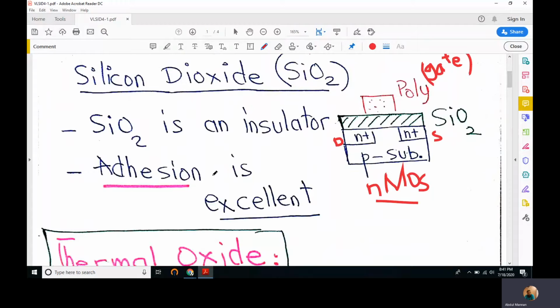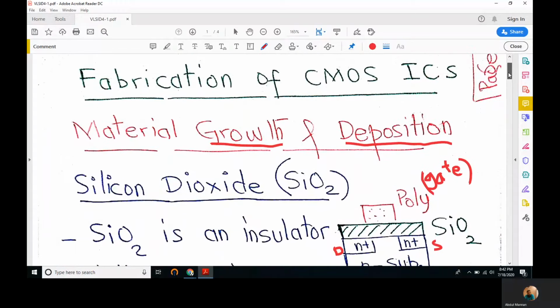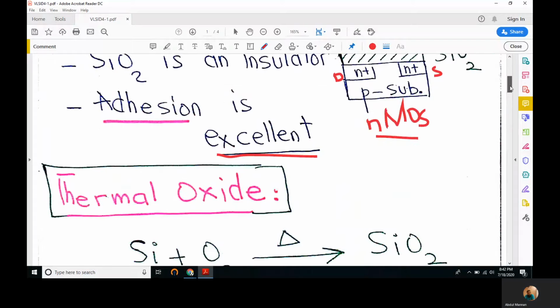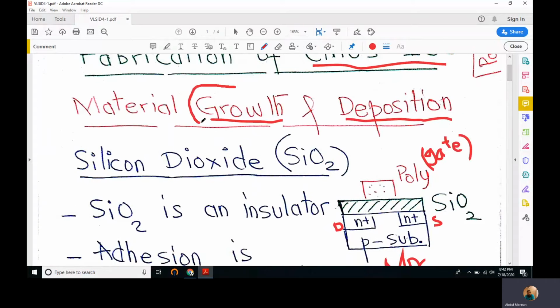So adhesion is excellent for a silicon dioxide material. This means it can be deposited on many different materials that we use to implement CMOS ICs, for example, metal, silicon dioxide itself, and semiconductor materials, etc. It can either be grown on a material or it can be deposited.